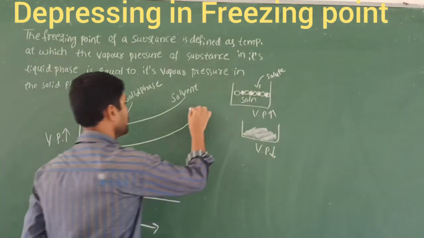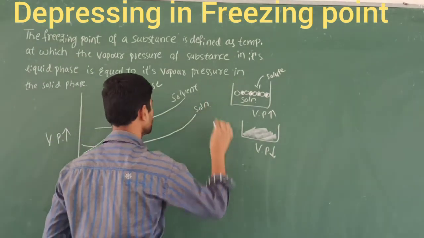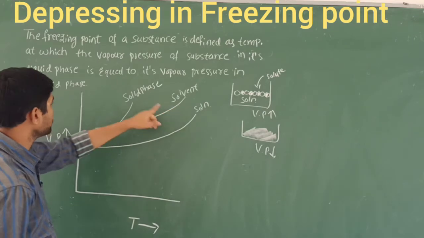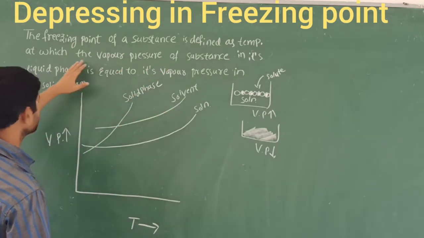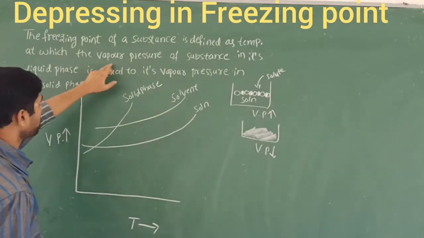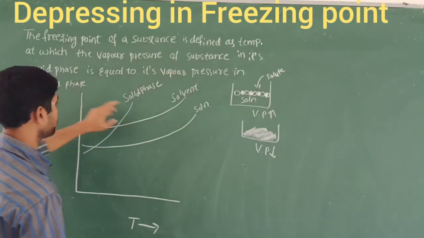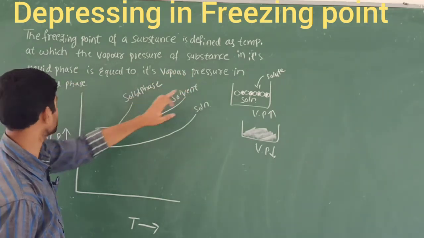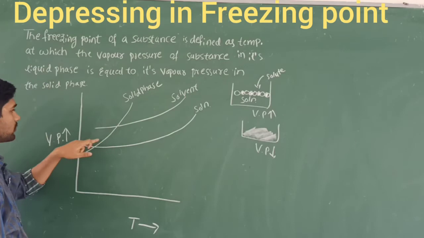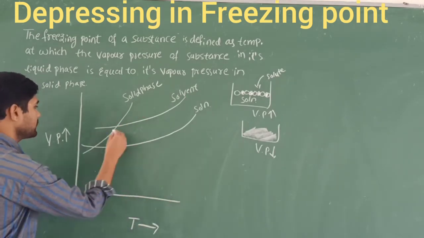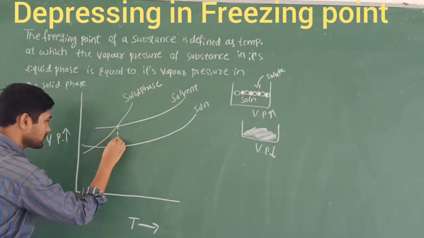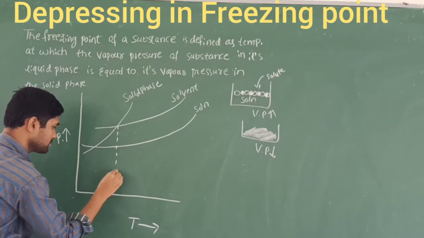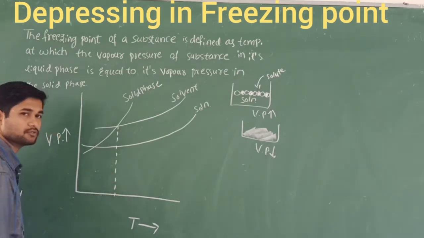So this is called vapor pressure of the solution, and here you can come to the definition: the temperature at which the vapor pressure of a substance in its liquid phase is equal to the vapor pressure in the solid phase. This is called solid phase, this is called liquid phase, right? At this temperature, that liquid reaches solid.